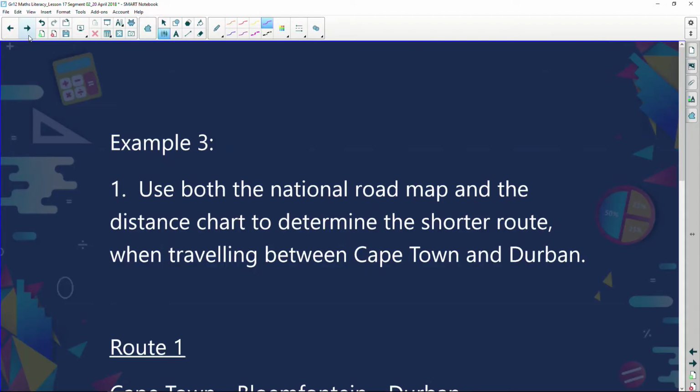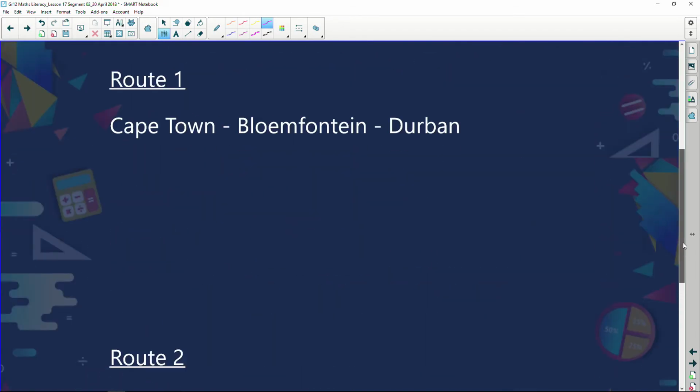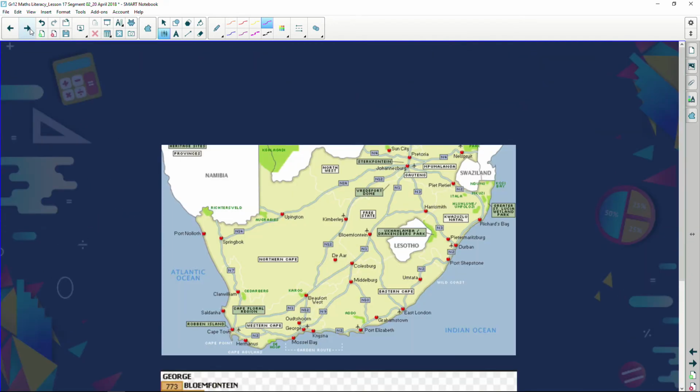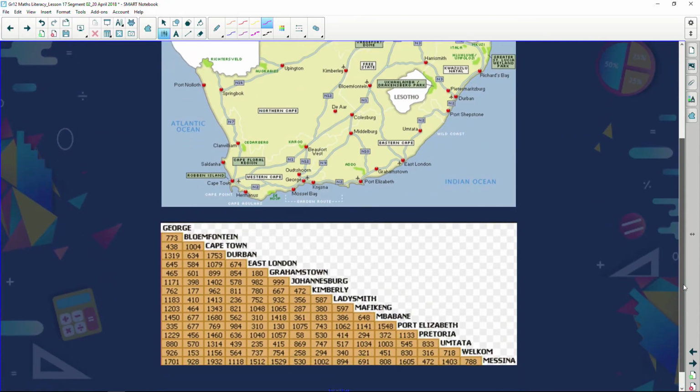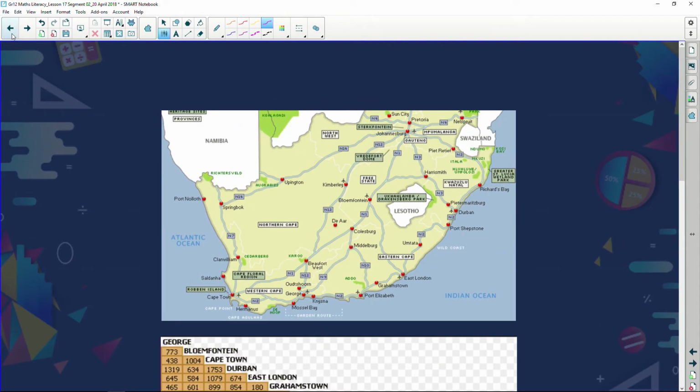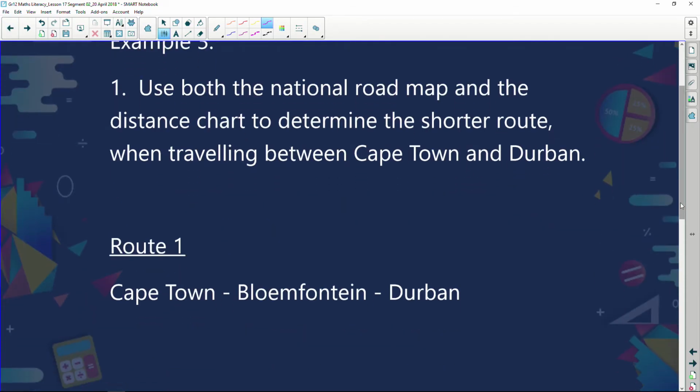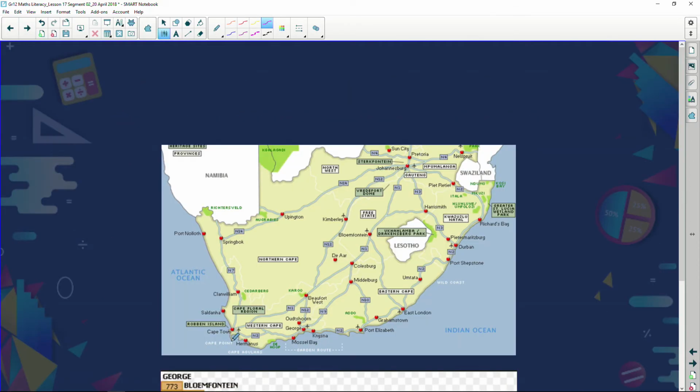All right. Now, let's have a look. Use both the national road map and the distance chart to determine the shorter route when traveling between Cape Town and Durban. Okay, so here we're going to give you two routes and we're going to give you both a national road map and a distance chart. The first route we're looking at was the route Cape Town to Bloemfontein to Durban. So we're traveling from Cape Town all the way here to Bloemfontein, and then following this road, we're going to hit the N3 all the way down to Durban.